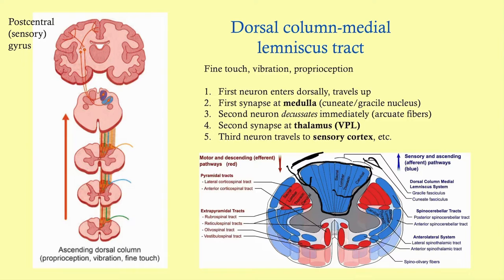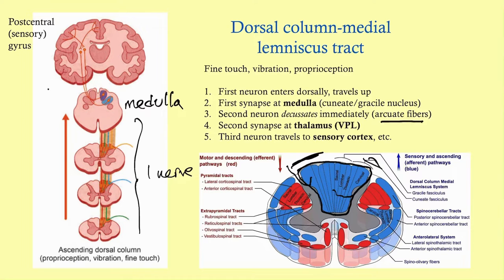Now, as we go up, we have our first synapse at the medulla. So all of this right here is 1 nerve, the first nerve. Then we have a synapse at the medulla, and right after that synapse, we have a decussation. Decussation just means that you cross to the other side. These fibers cross from one side to the other. They're called the arcuate fibers, and they come off these nuclei at the medulla called the cuneate and gracile nucleus. You may also hear it referred to as nucleus cuneatus or nucleus gracilis.